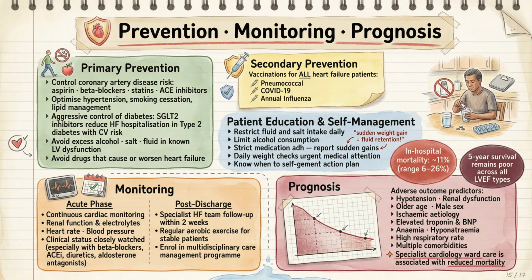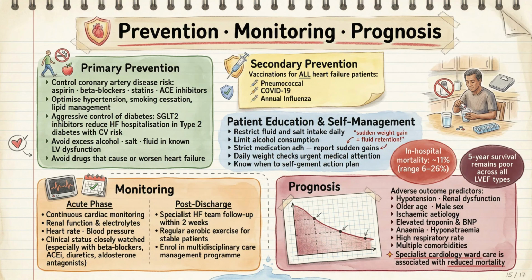Now, the bigger picture: prevention, monitoring, and what happens in the long run. Primary prevention: control coronary artery disease risk, aspirin, beta blockers, statins, ACE inhibitors, optimize hypertension, smoking cessation, and lipid management. Aggressive diabetes control: SGLT2 inhibitors reduce heart failure hospitalization in type 2 diabetes with cardiovascular risk. Avoid excess alcohol, salt, and fluid in known LV dysfunction, and avoid drugs that cause or worsen heart failure.